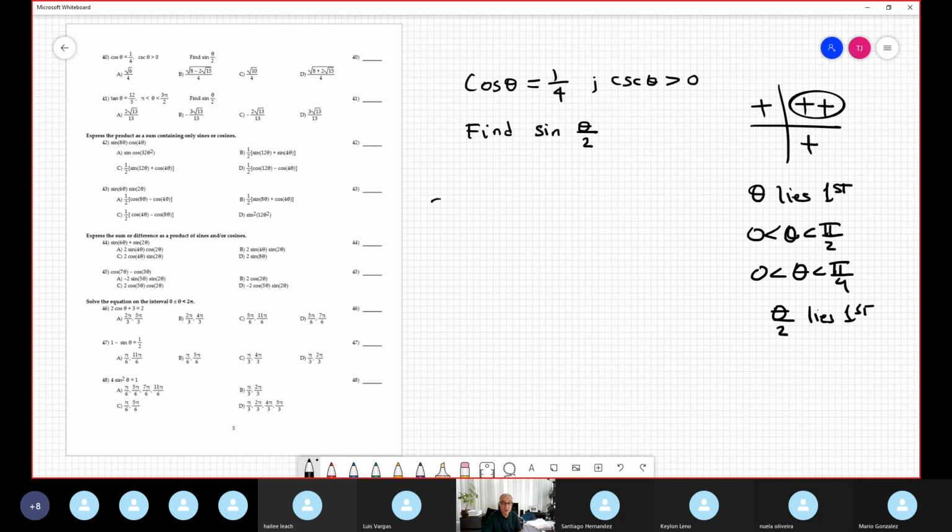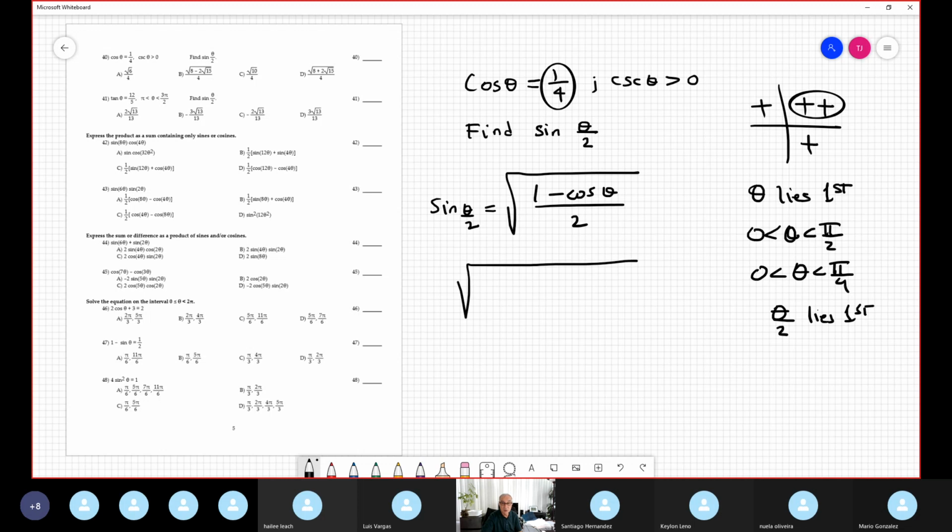Now in the formula you put the positive sign, not the negative sign. The square root of 1 minus cosine theta, divided by 2. And cosine theta is given, no triangle necessary, it is 1 over 4. Entonces square root of 1 minus 1 over 4, divided by 2. Well, you combine: 1 minus 1 over 4 is 3 over 4. Big square root, 3 over 4 divided by 2. Well, it's 3 over 8, no? It's square root of 3 over 8.